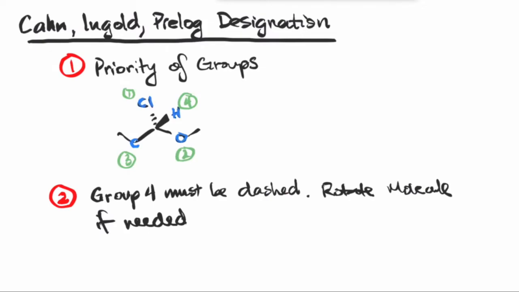The second thing we have to consider in this system is that the group number 4 must always be in the dashed position. It must be going away from us. And if it isn't, you must rotate the molecule. So for now, let's just see how we can rotate this molecule visually. Notice that it is in the front, it is facing us. So in order to rotate this molecule to be in the back, you would have to do a 180 degrees rotation. Hydrogen will be in the dashed position.